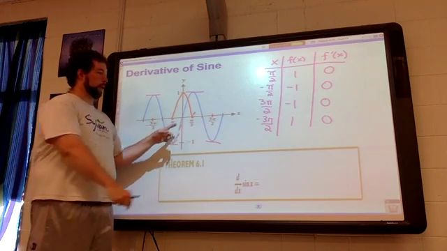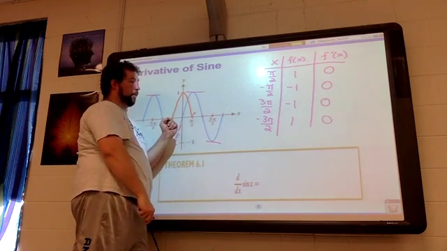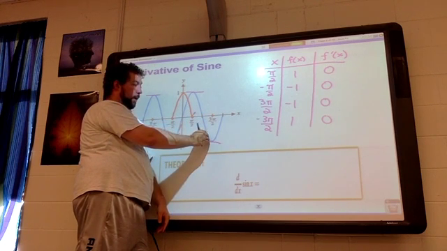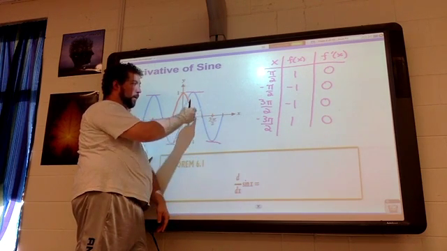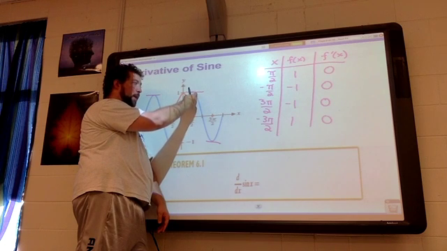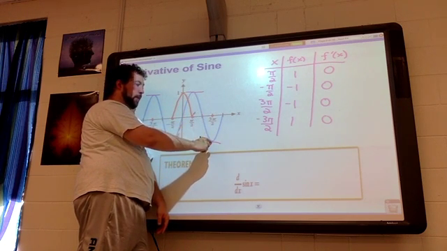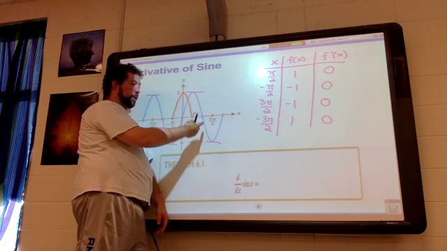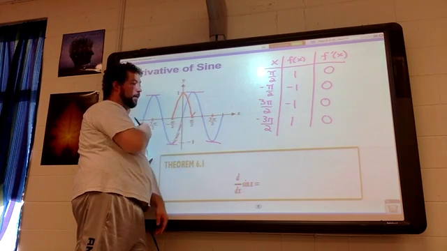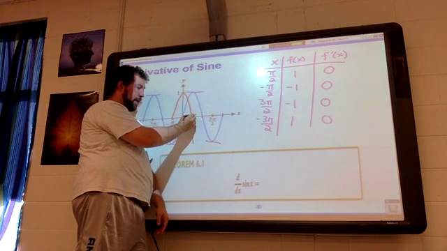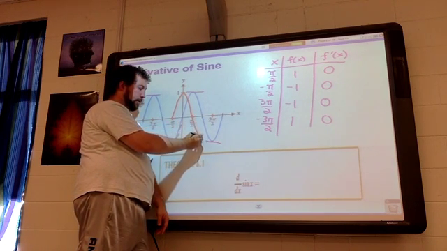Now what happens between pi over 2 and 3 pi over 2? Well, the sine graph is going down. It's starting not quite as negative, pretty negative, and then not quite as negative until I get back to 0. It turns out that at pi, the slope is actually going to be negative 1. So the way that derivative graph looks is like this.